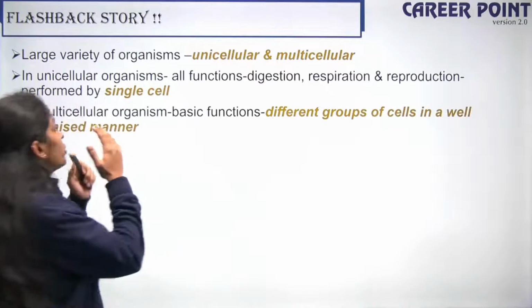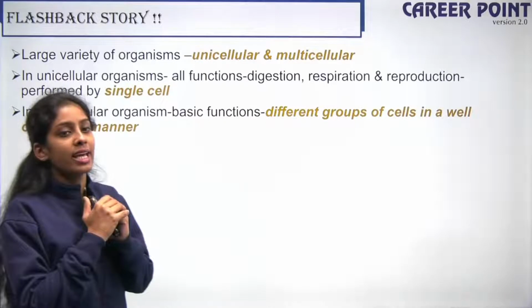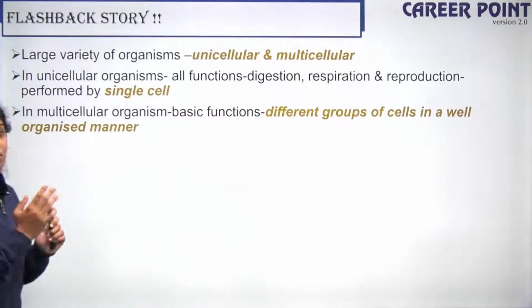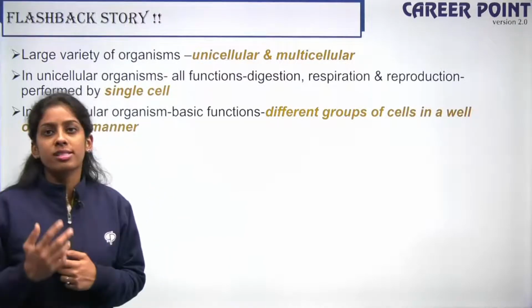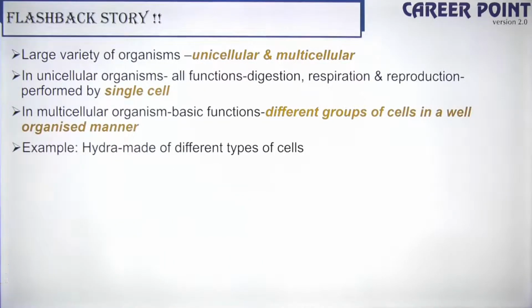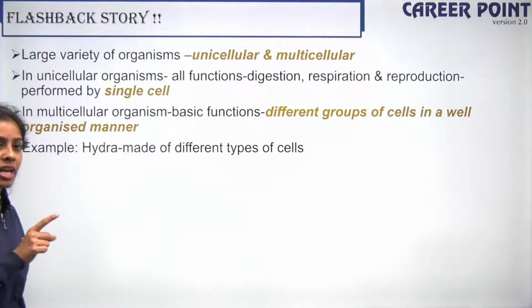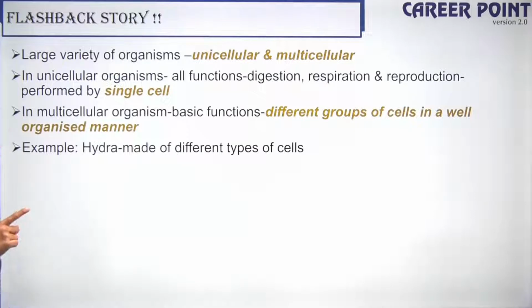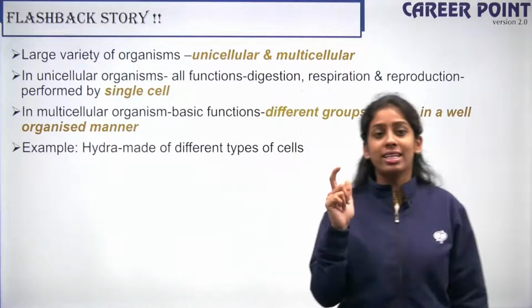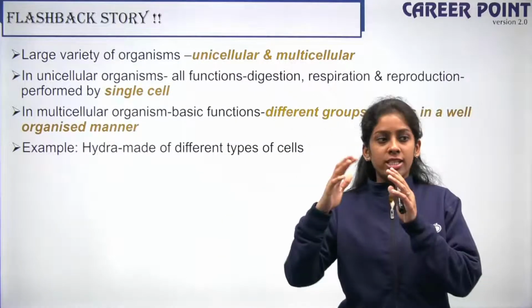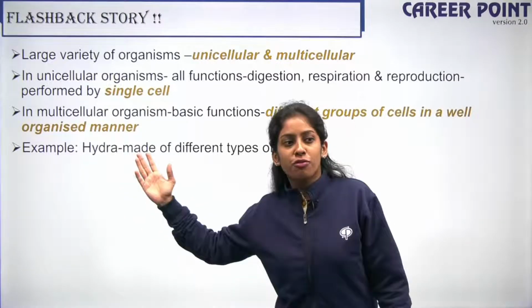In a multicellular organism, the basic functions are performed by different groups of cells in a well-organized manner. That is the difference between a unicellular organism and a multicellular organism. Of course, a multicellular organism is more complex. For example, Hydra is a multicellular organism. Where did we study Hydra, if you remember? We spoke about Hydra when we were talking about the animal kingdom, specifically the phylum Coelenterata. Animals are multicellular organisms, right? So Hydra comes under Coelenterata.